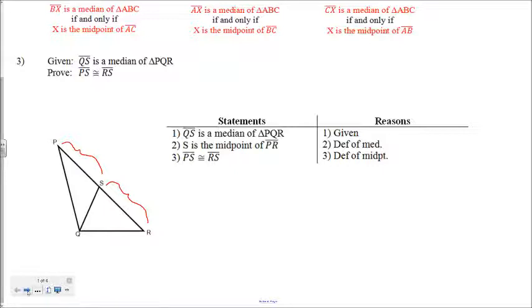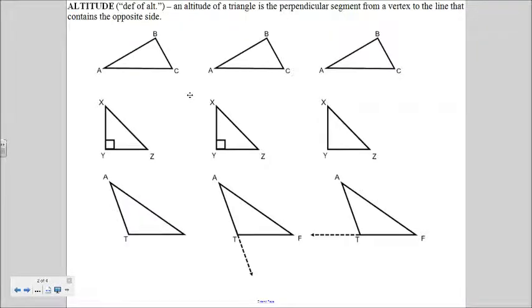Let's take a look at altitude. The definition of altitude is the segment drawn from a vertex which is perpendicular to the side opposite that vertex. Now, a very simple example is if I wanted to draw an altitude from vertex B in triangle ABC, I just draw a perpendicular line. If I drew it from vertex A, it would look something like this, and from vertex C, it would look something like this.